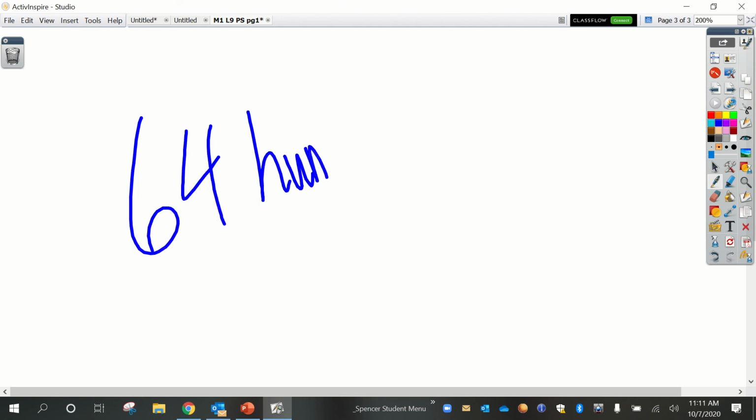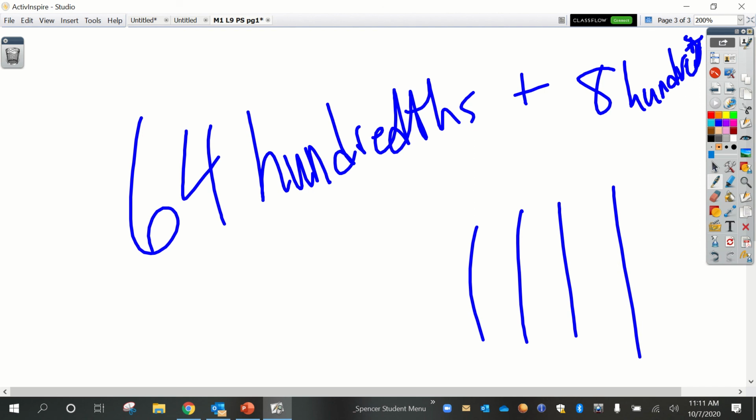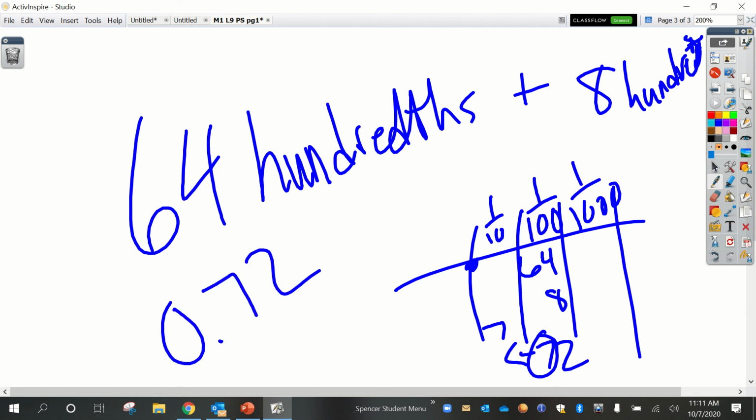64 hundredths plus 8 hundredths. So remember, if it's the same unit, you just combine them, and then you think about your place value chart. Or you could use the place value chart to help you. Tenths, hundredths, thousandths, right? So if I have 64 here and 8 here, well, that would give me 72. I regroup 7 in the tenths, 2 in the hundredths. This answer will be 0.72. Use the charts to help you. Use the pieces that you need.